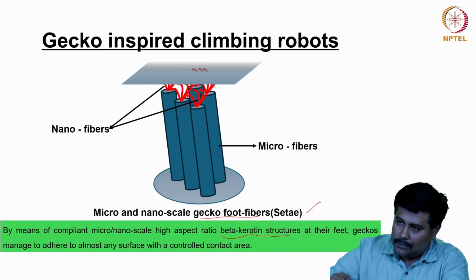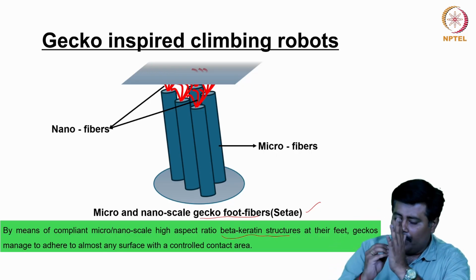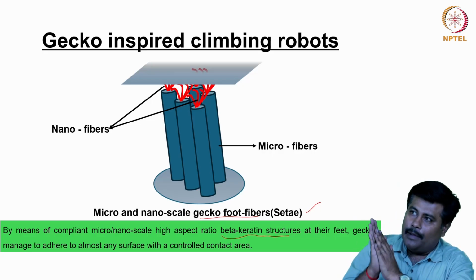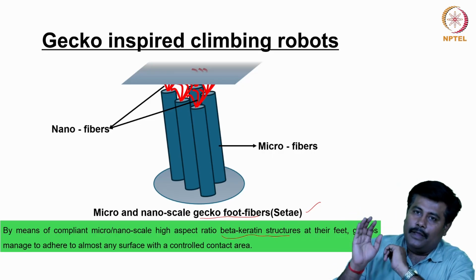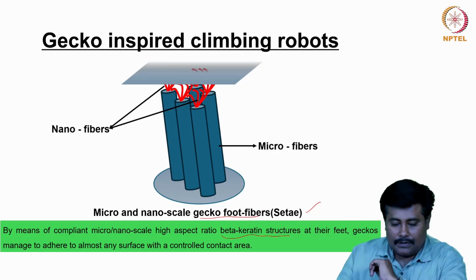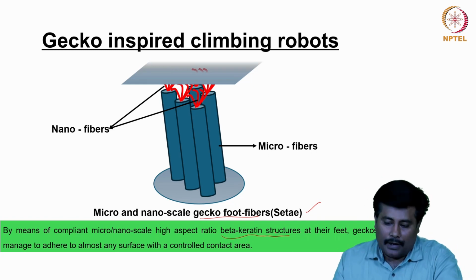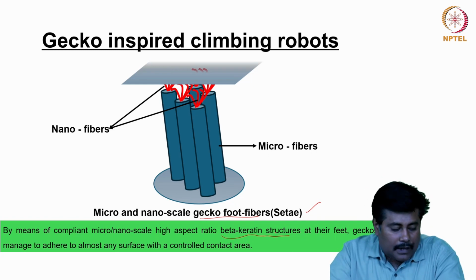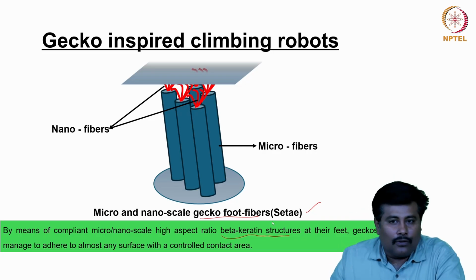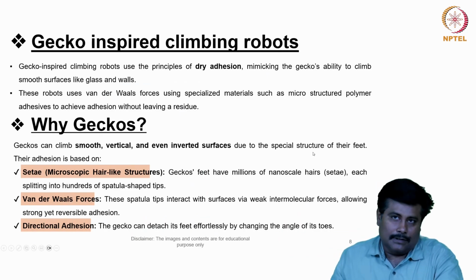If you closely observe the feet of a lizard, you could see some integrated roughness. This roughness is helpful for the lizard to generate the suction. We call this the hierarchical structure at their feet, and geckos can manage to adhere to almost any kind of surface with a controlled contact area. This is one advantage of these gecko structures.